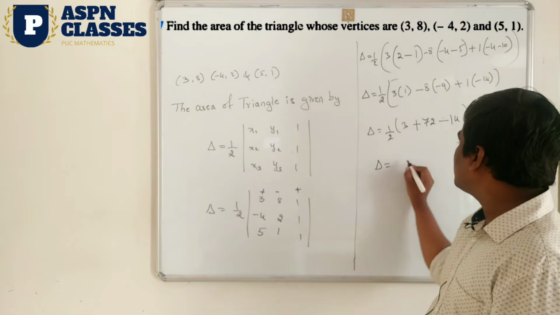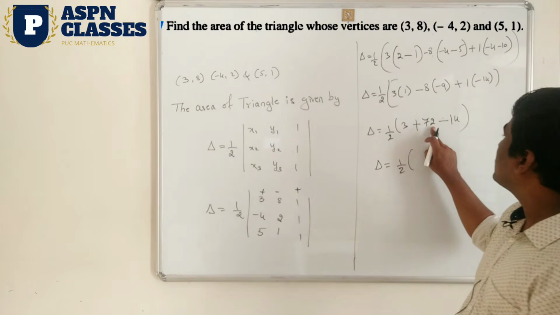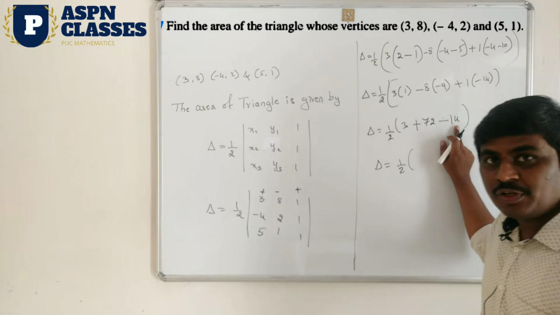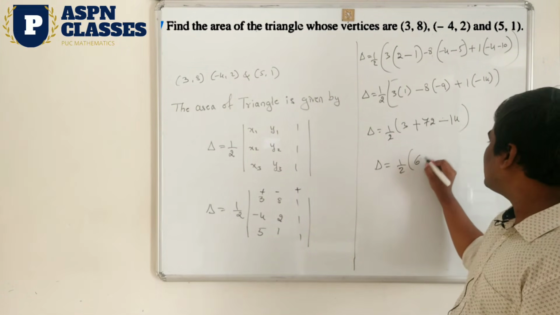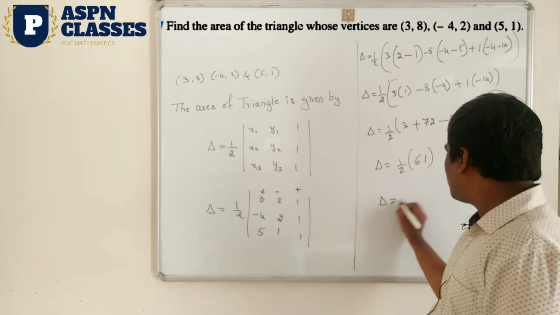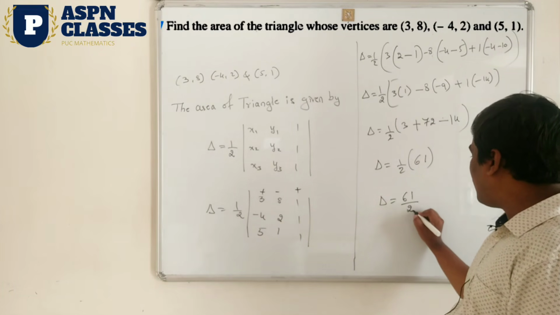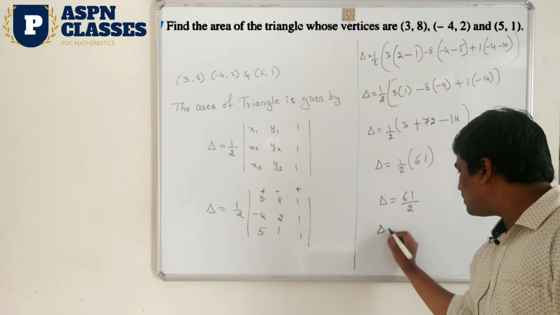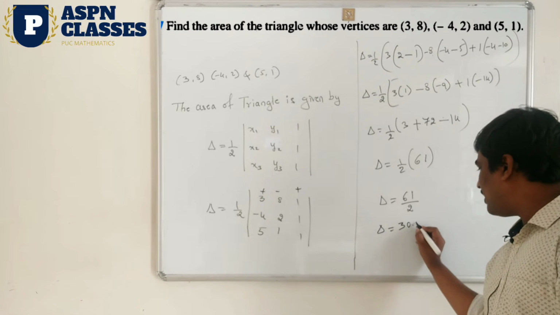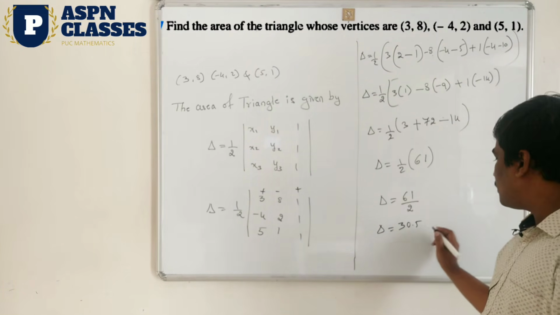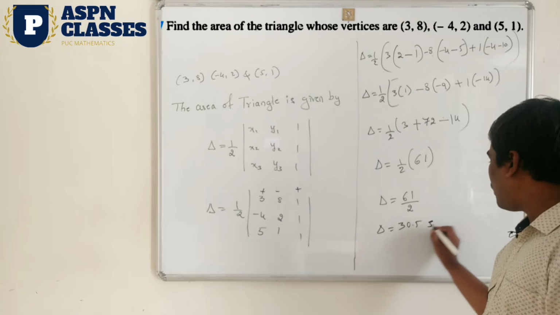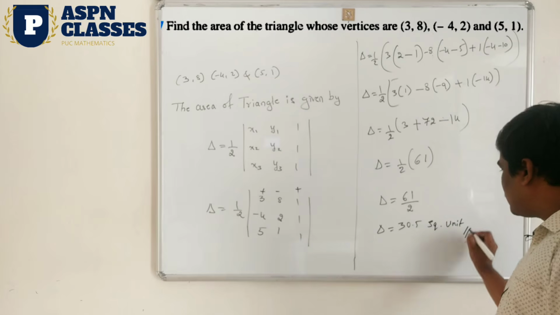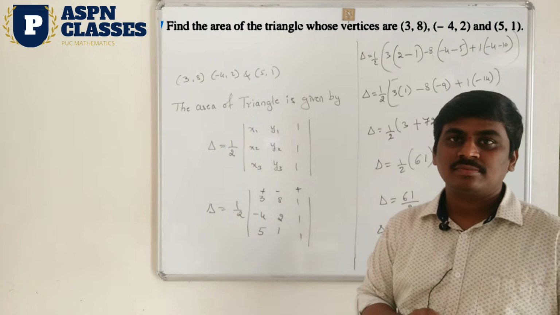Okay, next delta is equal to 1 by 2 into 72 plus 3, it means 75. 75 minus 14, it means 61 is the answer. So delta is equal to 61 divided by 2. After dividing by 2, what is the answer? Approximately 30.5. So you have to write this is 30.5 square units. Write it like this, and you get the 2 marks completely.